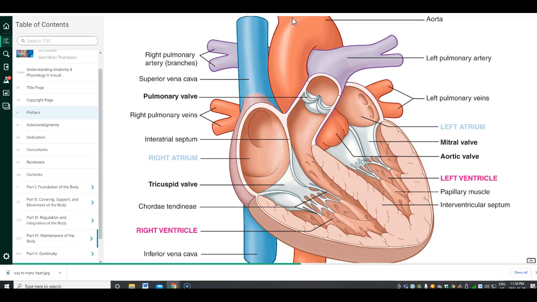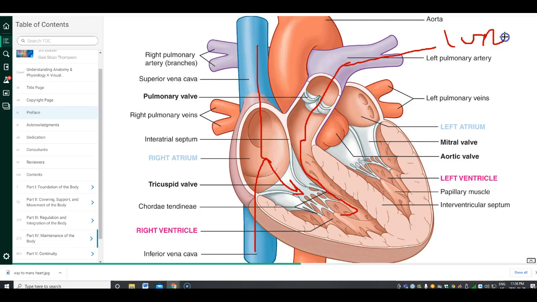So if we were going to talk about the blood flow through the heart, let's make it red. The blood comes in from the body through the vena cava, the inferior and superior. It is collected in the right atrium, goes through the atrioventricular valve into the right ventricle. Then, when the heart contracts, the blood leaves the right ventricle, going out to the pulmonary artery to the lungs.